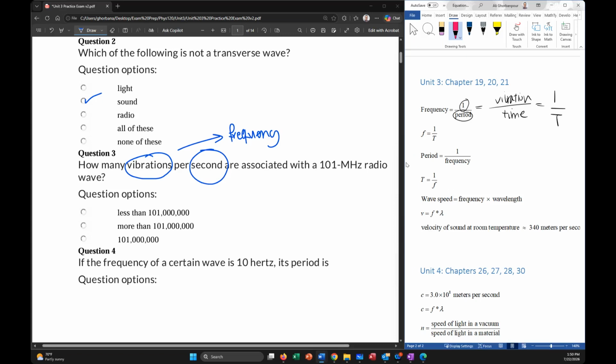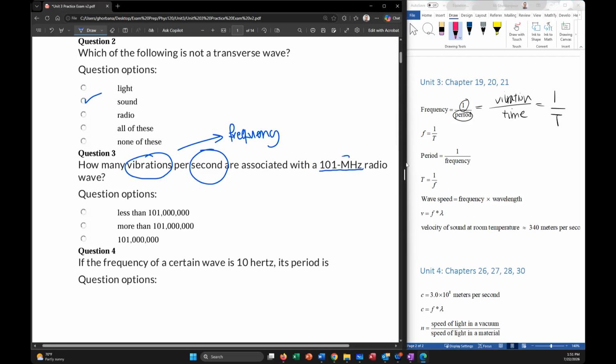If we have a back and forth motion, the period is the length of time it takes for one complete back and forth motion to happen. So we can define the frequency as one vibration over the period, or the number of vibrations over time. How many vibrations per time are associated with 101 megahertz? The vibration over time is these megahertz. This is the definition of frequency.